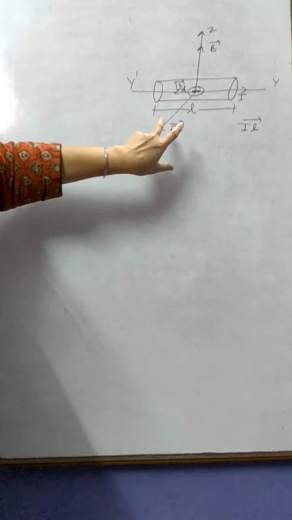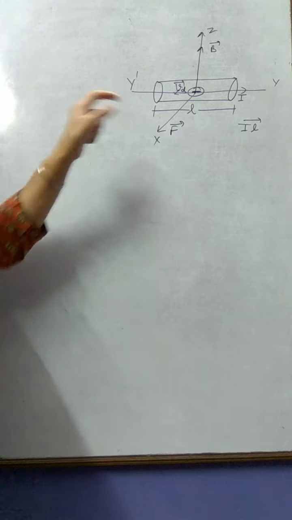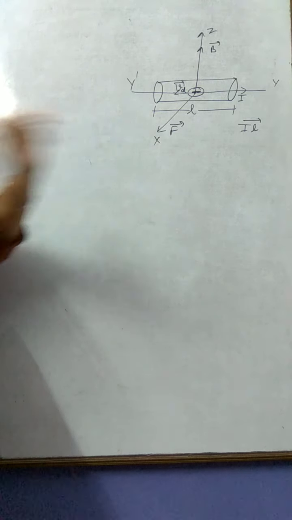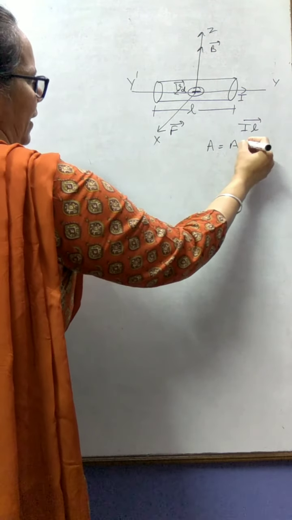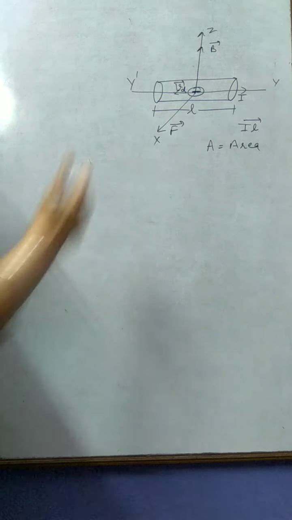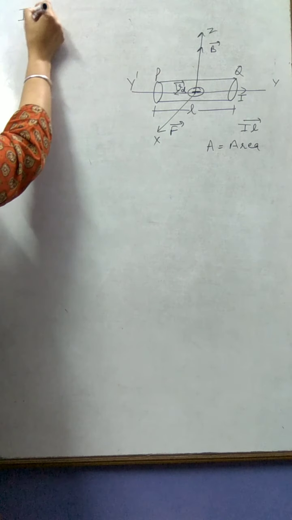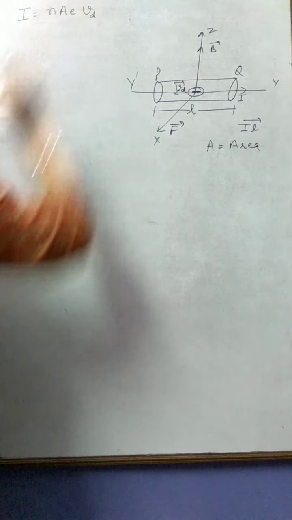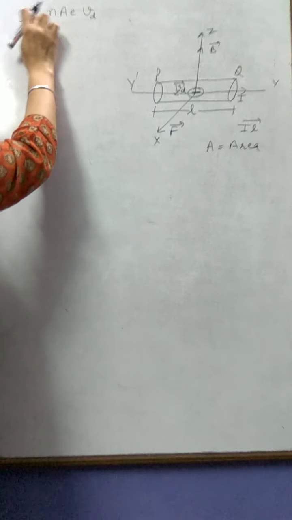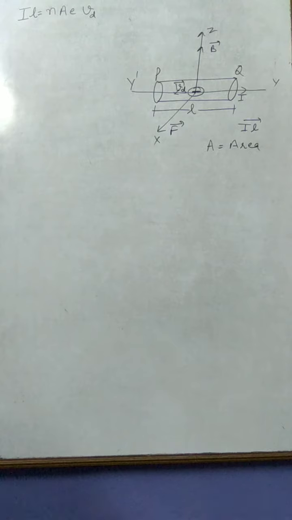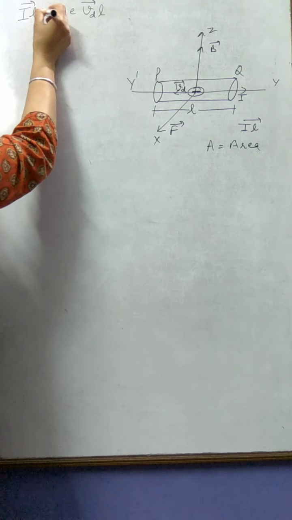So we are considering that this is a conductor of length L, placed in a magnetic field. It carries the current along the y direction. IL vector is the current element vector. A is the area of cross section of the wire through which the current is flowing, and we name the wire PQ. As we know, current is NAe times the drift velocity, which we studied in current electricity. If we multiply both sides with L and draw the vector here, there is a negative sign.